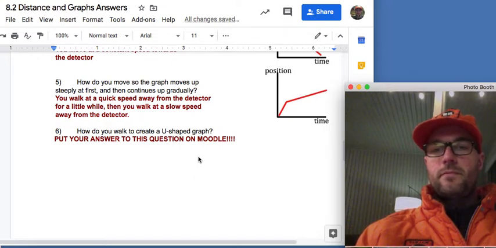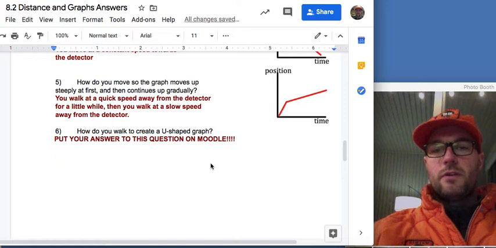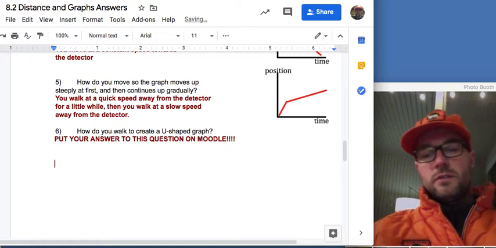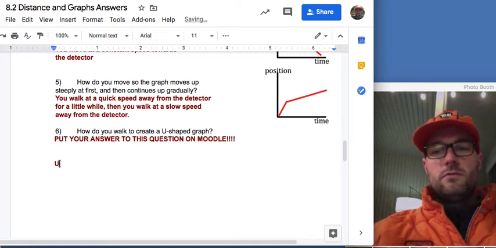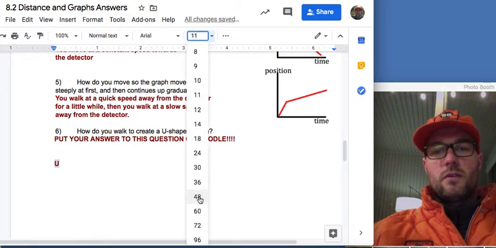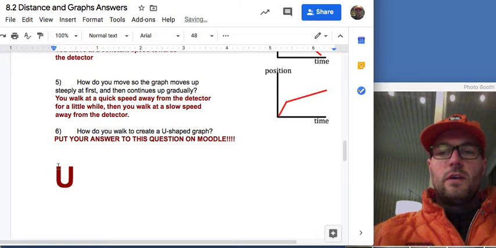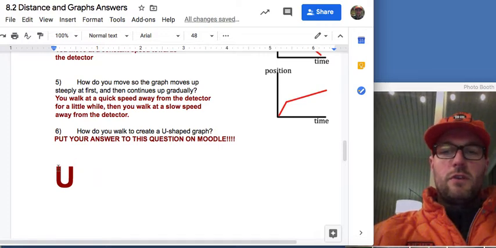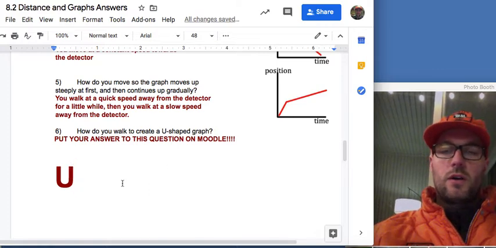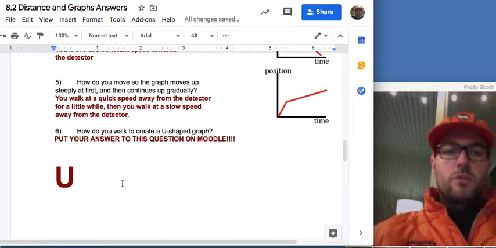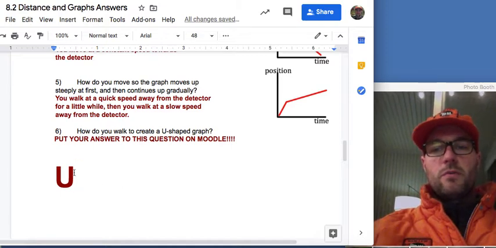Now, how to create a U-shaped graph? Go like this. U. And then you just make it look really big. U. No, that's not actually the answer. What you need to figure out is how do you make a graph that looks like this? So what would you have to do? What would you have to walk, or what motion do you have to produce in order to make a graph that looks like this?